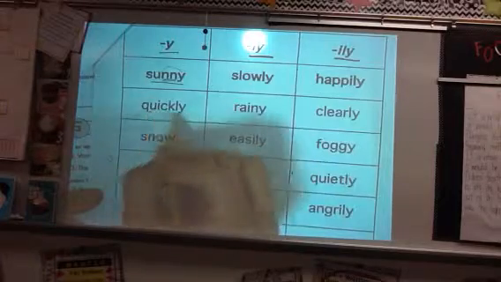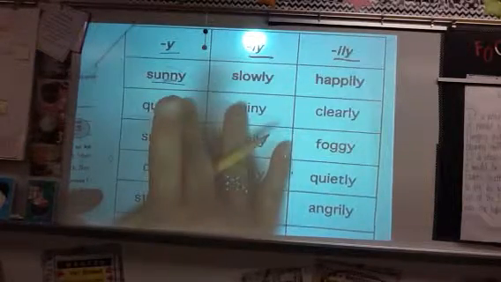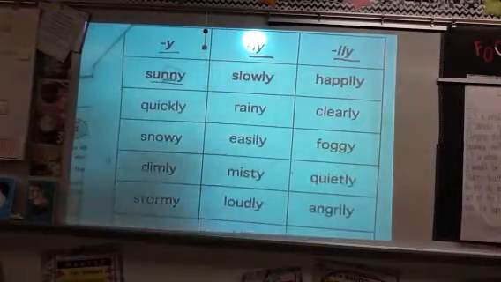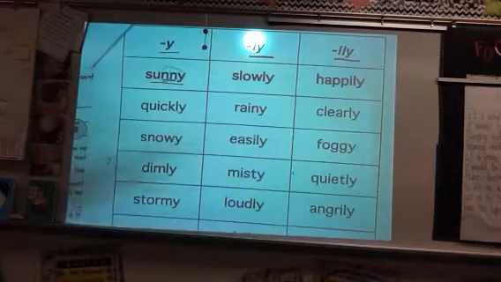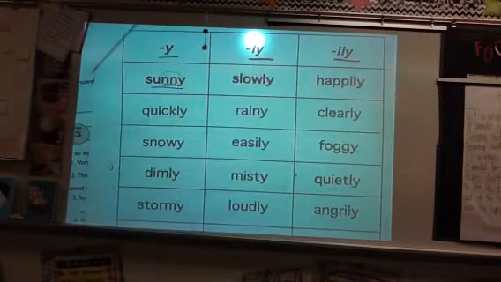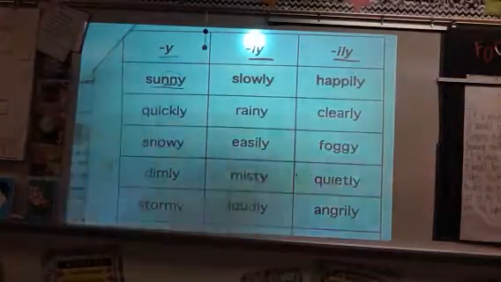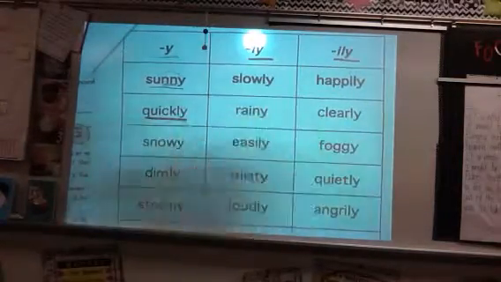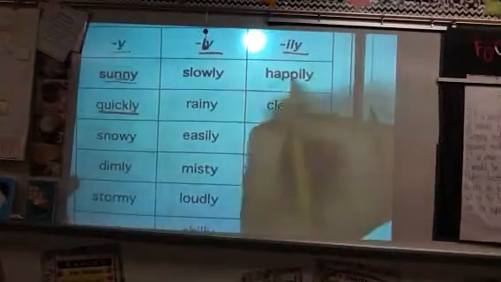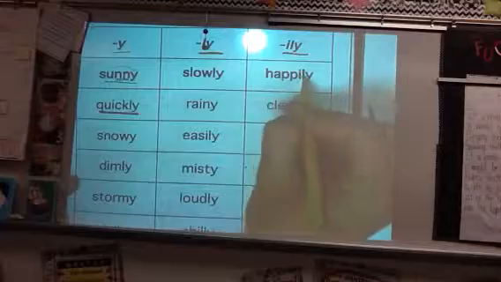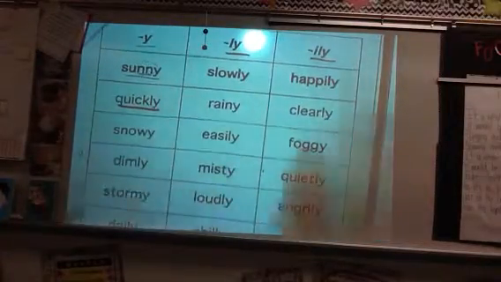If you look here at quickly, they added an ly to the end of quick. Once you add ly, it's telling you how something is moving, so it's an adverb. It's moving quickly. That's going to be in the red category. Let's look at happily. With happily, you dropped the y and added an ily. That is going to be in the orange category.